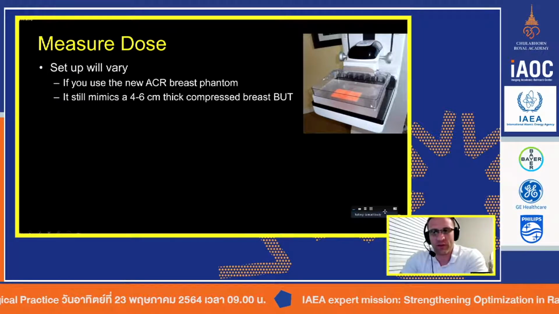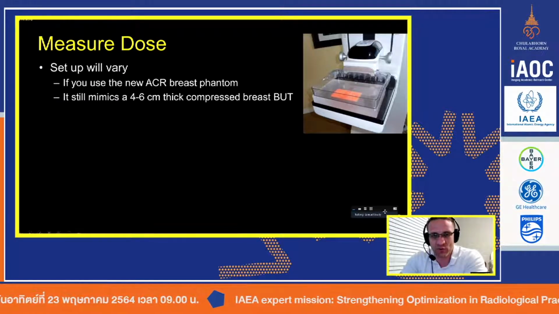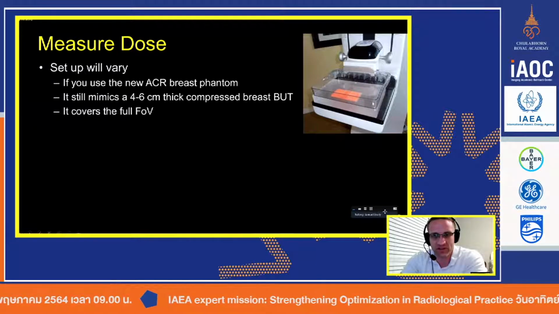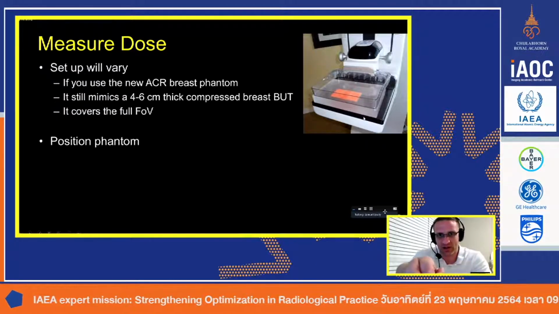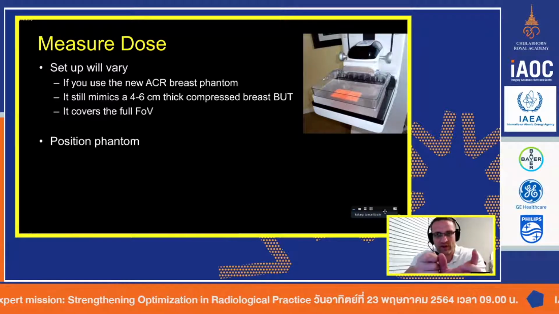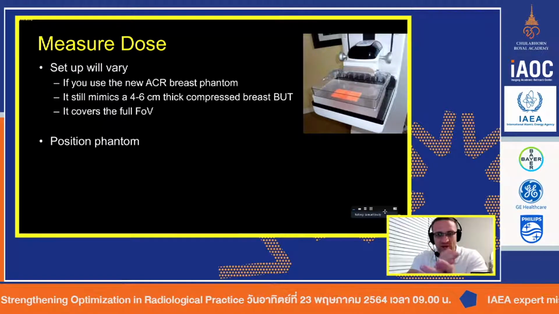So the big problem with this Phantom, it's still the same. It's still 4.6 centimeter. It mimics a 4 to 6 centimeter thick breast, but it covers the full field of view. So you can't place your ion chamber next to your Phantom to make your measurements. So how do we do this?